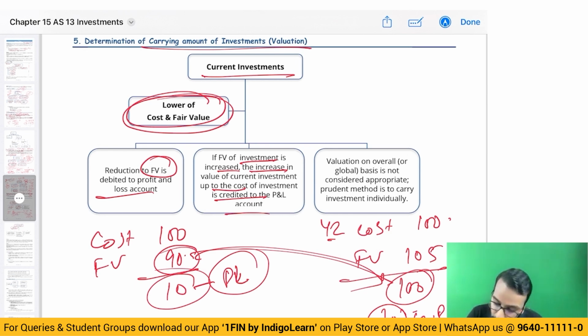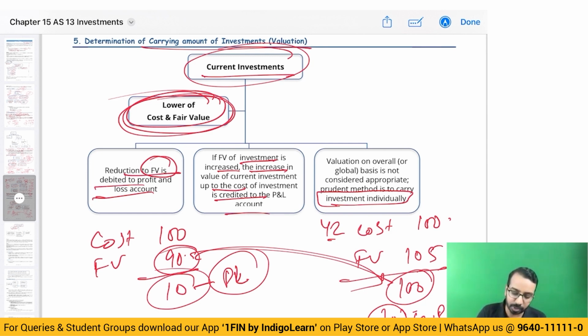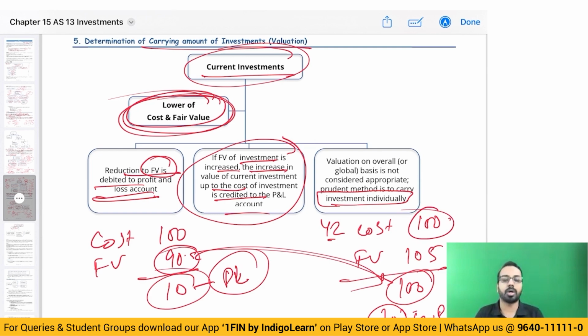And we will do this on each investment individually. It is not that you will take gold, silver, debentures, bonds, everything together and compare on a totality basis. That is not allowed. Gold, do it separately. Silver, do it separately. Each share, each instrument has to be valued separately. So the formula: current investment is valued at lower of cost or fair value. If there is a reduction in fair value, it is debited to P&L. If there is a subsequent reversal, it is credited to P&L up to the cost. You will not show it above the cost.